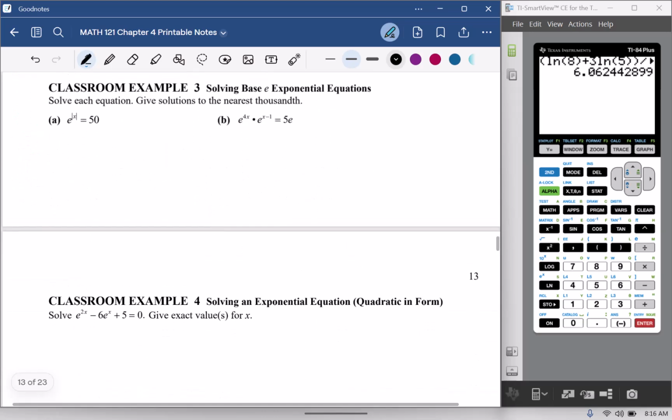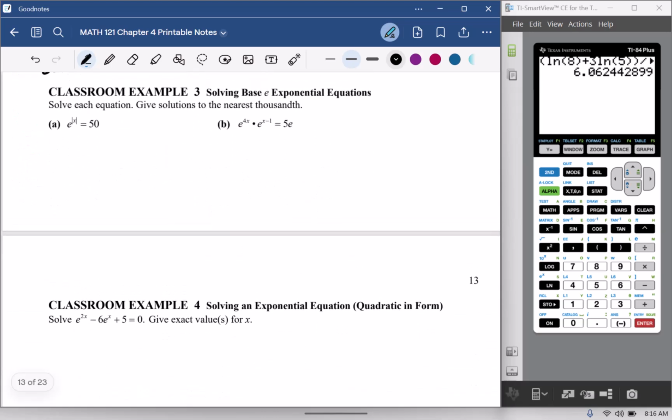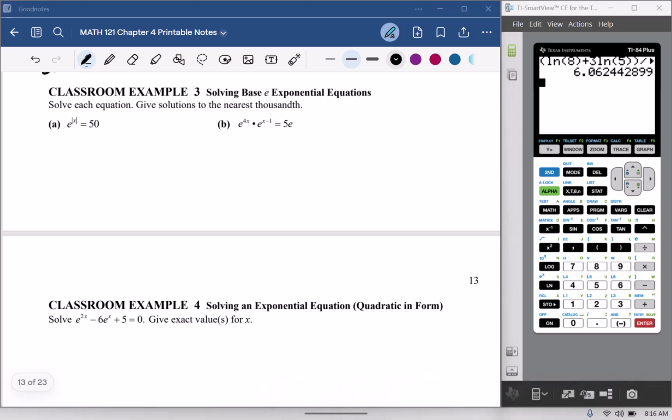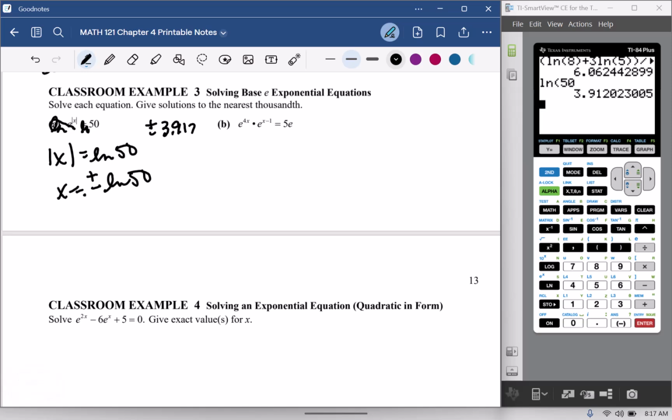Okay. Now we're going to look at solving base e equations. I'm moving my little toolbar over so I don't accidentally hit it. To get rid of e, the opposite of e is natural log. So ln of both sides. The ln and the e cancel, so I have the absolute value of x equals ln of 50. And in the very first chapter, absolute value equations, to get rid of absolute value, you put plus or minus. So it's plus or minus ln of 50. So ln of 50, 3.912, so it's plus or minus 3.912.